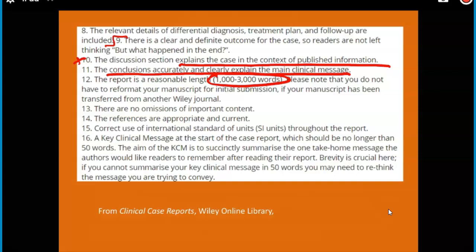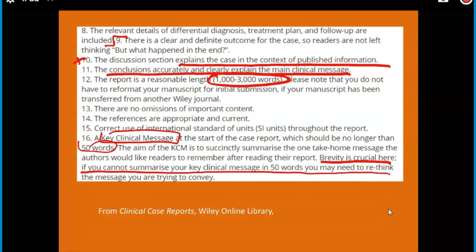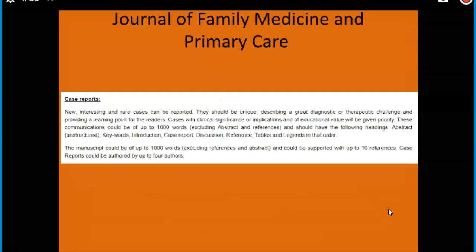I still want to point out the end sentence here, which I just love. Brevity is crucial here. This is about the key clinical message, which needs to be less than 50 words. If you cannot summarize your key clinical message in 50 words, you may need to rethink the message you are trying to convey. So again, brevity, being concise, being clear, having a clear storyline presented in the case report are really important.